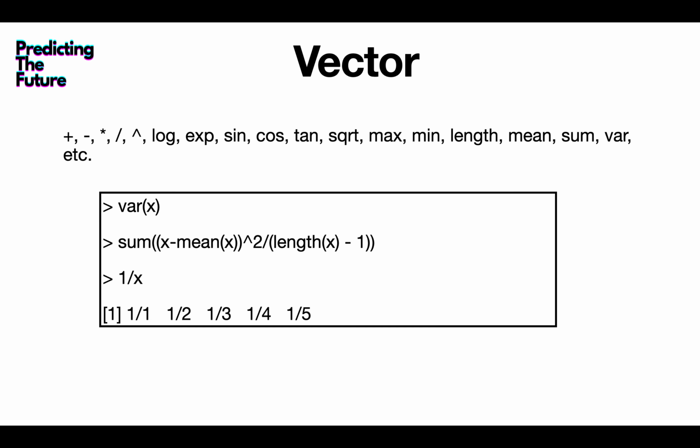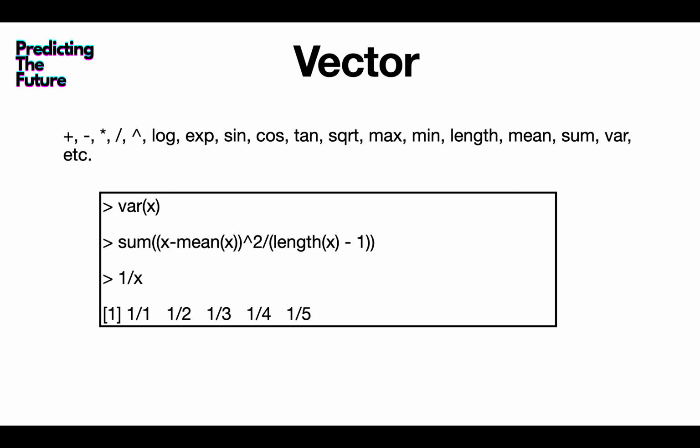Vector can also be used with other kinds of mathematical operators: plus, minus, times, whatever, exponential functions, sine, cosine, mean, max, etc. So here is an example. There's a function called var, which calculates the sample variance of a sample of vector x, var(x). So that's the variance of x. Another very good example is the second example here, sum, where we are calculating the sample variance as well.